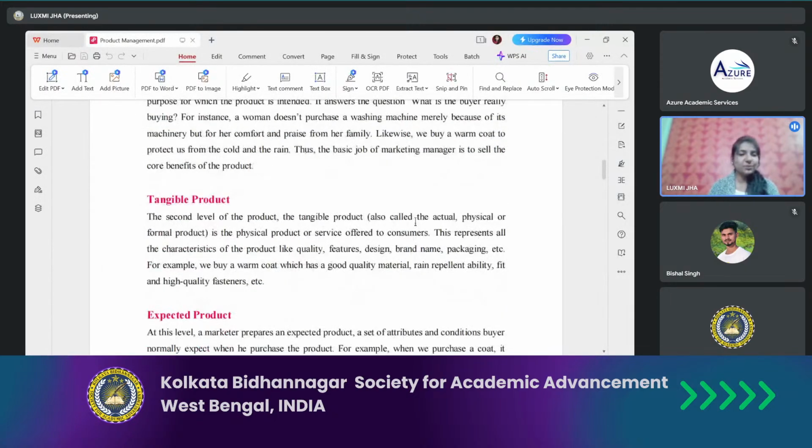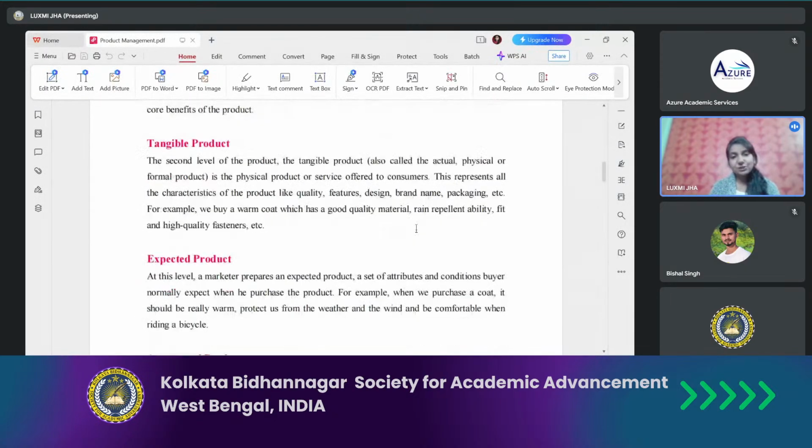Coming to the tangible product, as the term suggests, tangible. Before that, I just want to make a quick revision of the terms tangible and intangible. Tangible basically means which can be seen, which can be touched, which is physically visible. Intangible is something which is not visible, which cannot be touched, but which can be felt and experienced.